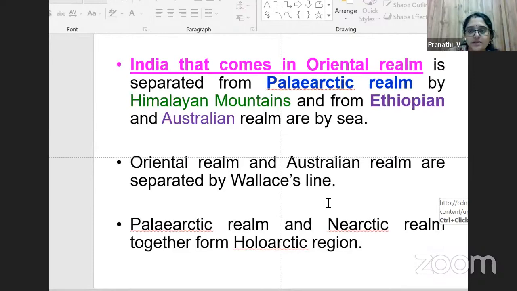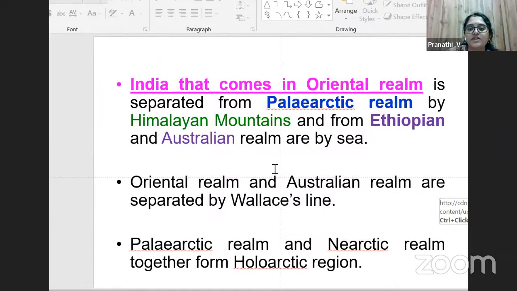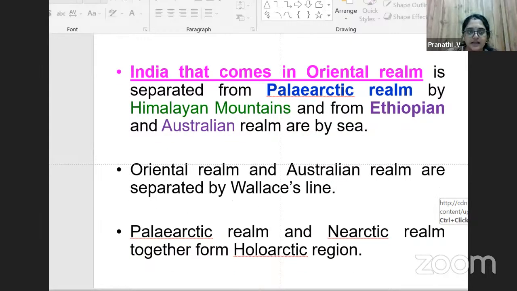And then when it comes to India, which comes in the Oriental Realm, it was separated from the Palearctic Realm by the Himalayan mountains and from the Ethiopian and the Australian Realm by the sea. And this is separated by something called Wallace's Line. Let us just see what exactly is Wallace's Line.